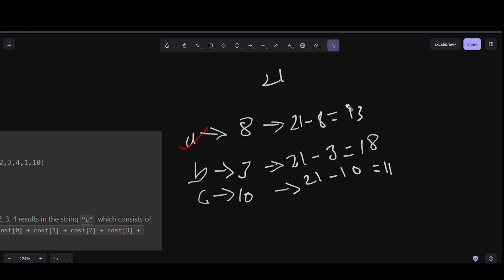If we want to keep A, we have to pay 13 cost. Okay, I hope you understand. It's simple basic knowledge. We don't make it complicated. It's school-level mathematics.